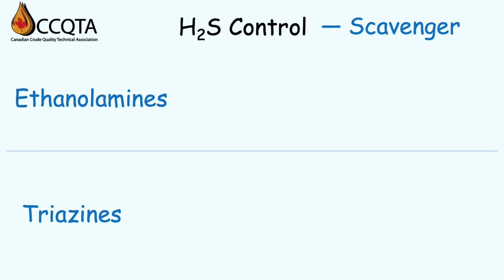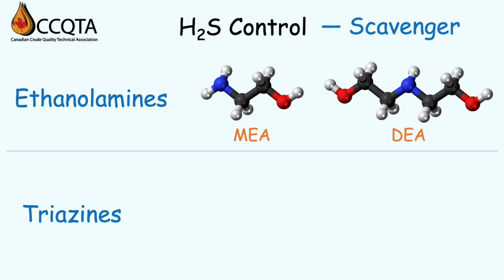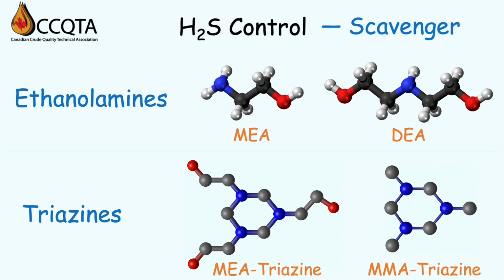Ethanolamines have both amine and alcohol functional groups. Monoethanolamine, or MEA, and diethanolamine, or DEA, are the most common in this class. Triazines are characterized by their hexagonal ring structure containing 3 nitrogens and 3 carbons. These are further differentiated by the addition of either hydroxyl or methyl groups on the 3 carbons. These make MEA triazine and MMA triazine.